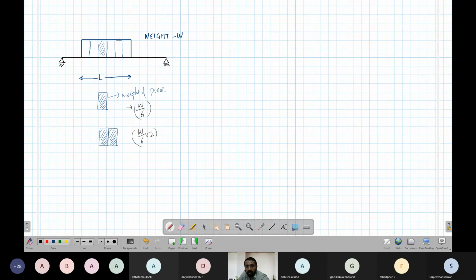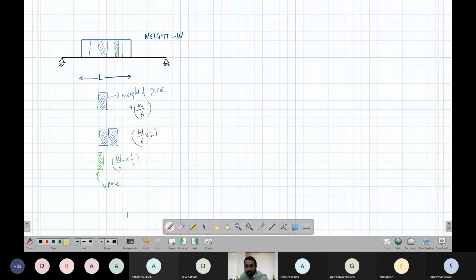Right? Now what about half of this piece? Let's say I take half of this piece. What will be the weight of this half piece? W by 12. How did you find that? W by 6 is the total piece, into half. Right? So this is how it works for a piece.